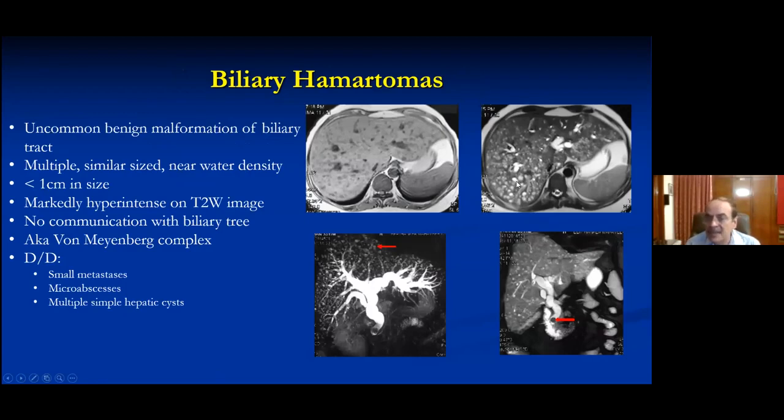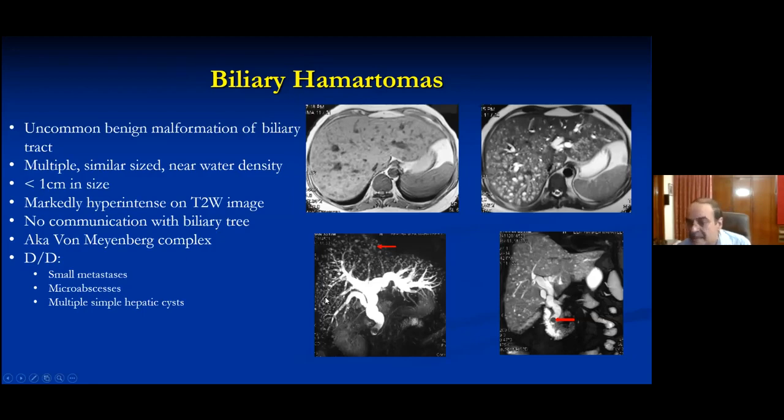They are usually equal in size. You can see almost all the lesions are similar in size, less than a centimeter by and large, and do not show communication with the biliary tree. Then you should be thinking of biliary hamartomas, what has also been referred to as the von Meyenburg complex. The differential diagnosis of this lesion is from microabscesses. This was a patient who had biliary dilatation, also had cholangitis, and we had a lot of discussion with our gastroenterology colleagues. Why are these not cholangiole abscesses? And the reason is that they are too numerous.